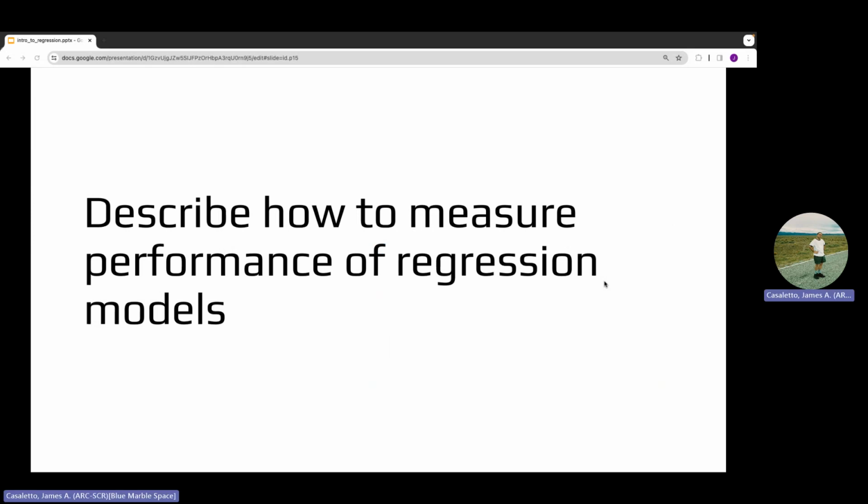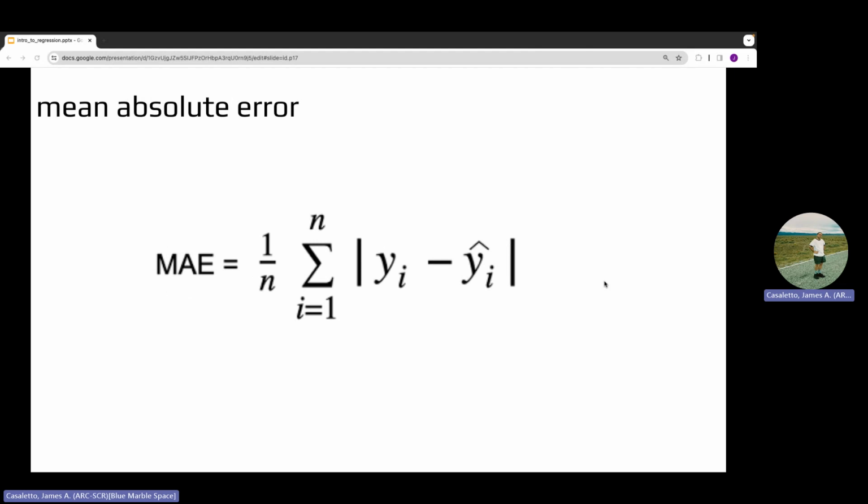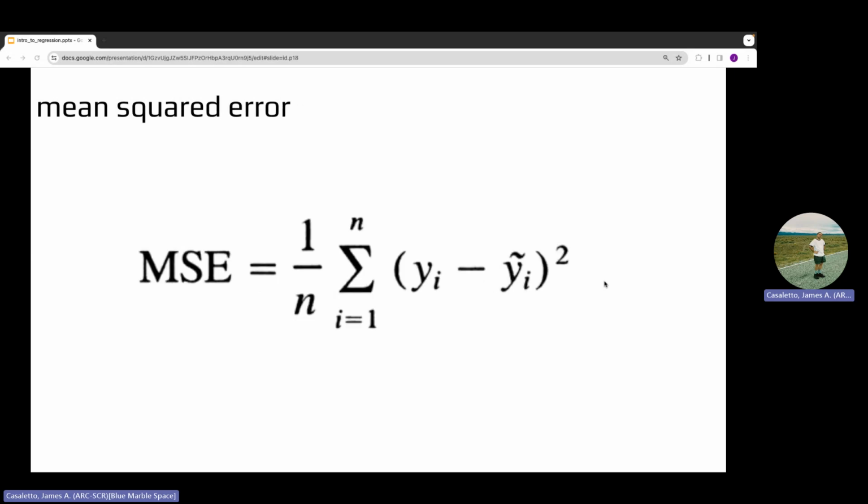So in this section, we'll describe how to measure performance of regression models. One measure of performance is called mean absolute error, and it's exactly what it sounds like. It's the average or mean of the absolute values of the differences between the actual values y i and the model predicted y's, y hat. The vertical bars denote absolute value. The Greek letter sigma denotes sum, and in this case, we're summing from i equals 1 to i equals n. And 1 over n denotes the fact that we're finding the mean or average of these values.